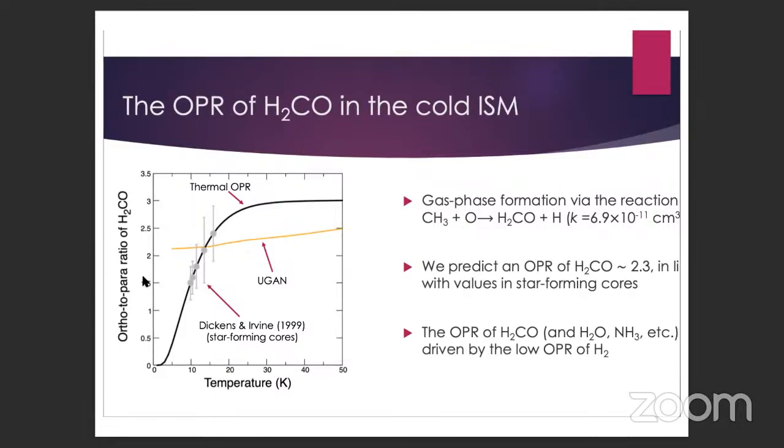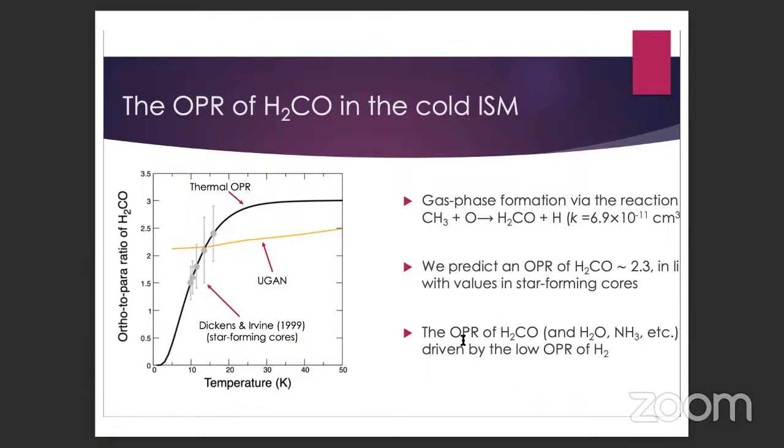I will finish with an application to formaldehyde. In our network, formaldehyde is formed in the gas phase. We found that the dominant reaction is that between CH3 and oxygen atoms. To my knowledge, there is a single measurement at room temperature, and we employed this rate constant at this value. This is what we predict: a value between 2 and 2.5 typically, lower than the statistical value. This is in good agreement with old measurements by Dickens and Irvine in star-forming cores that were attributed at that time to formation in ice. But actually, we show that gas phase reactions can explain this low ortho-to-para ratio.